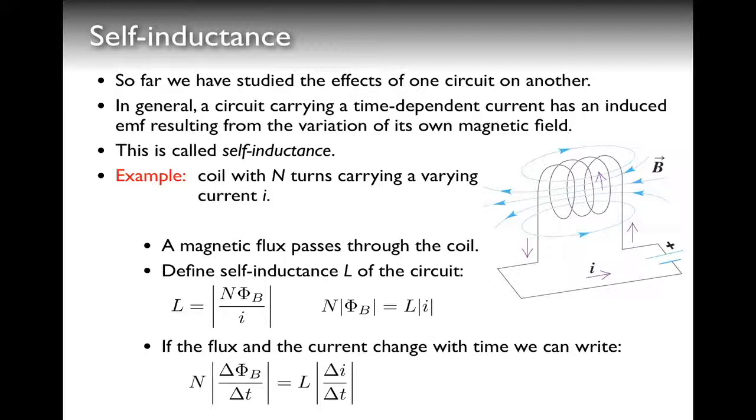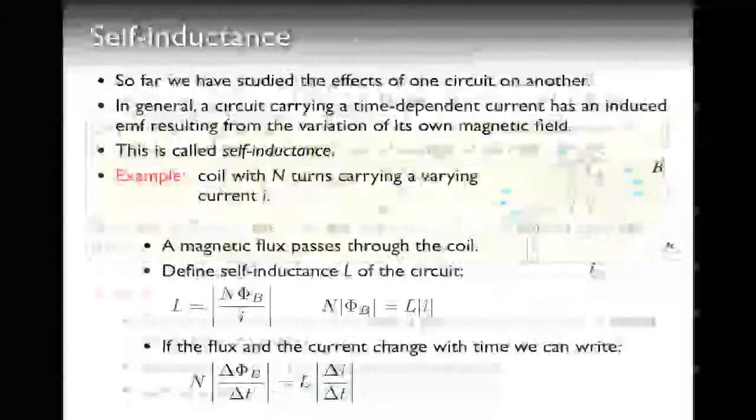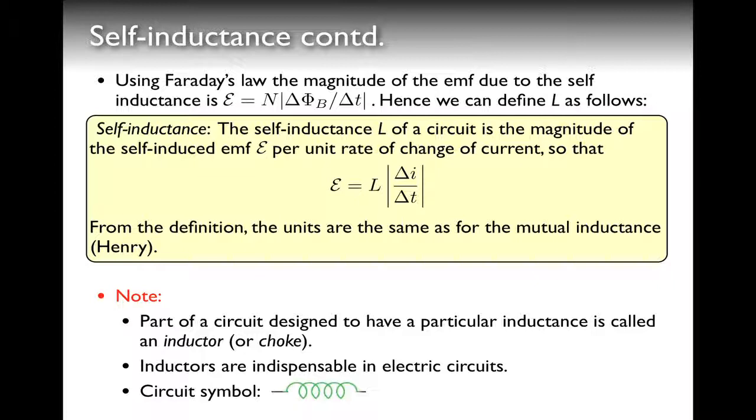If you now compare to previous expressions, the left-hand side is exactly the expression for the induced EMF, and it follows right away, using Faraday's law, that the magnitude of the EMF due to self-inductance is going to be N dΦ/dt. So we can define this self-inductance L as follows. It is given by the magnitude of the self-induced EMF E per unit rate of change of the current, such that E equals L times dI/dt.